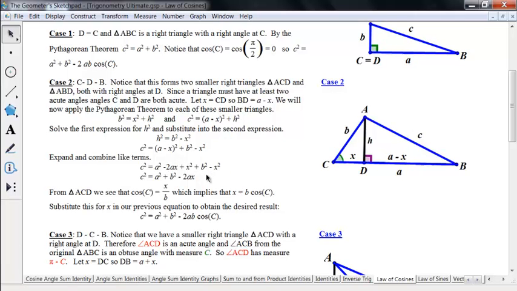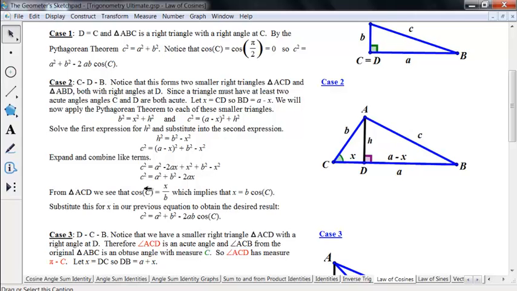And we still have our b squared minus x squared. Combine like terms here. Let's see. Well, we don't exactly combine like terms. What we're going to do is, yeah, we do combine like terms. The x squared and the minus x squared cancel. And so you're left with a squared plus b squared minus 2ax. So c squared is a squared plus b squared minus 2ax.